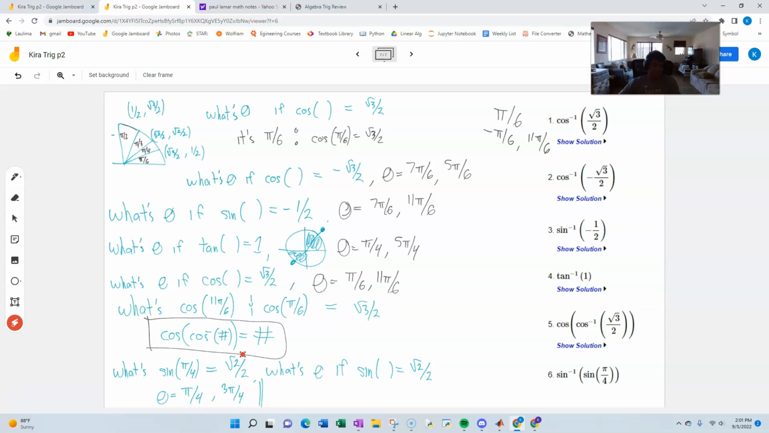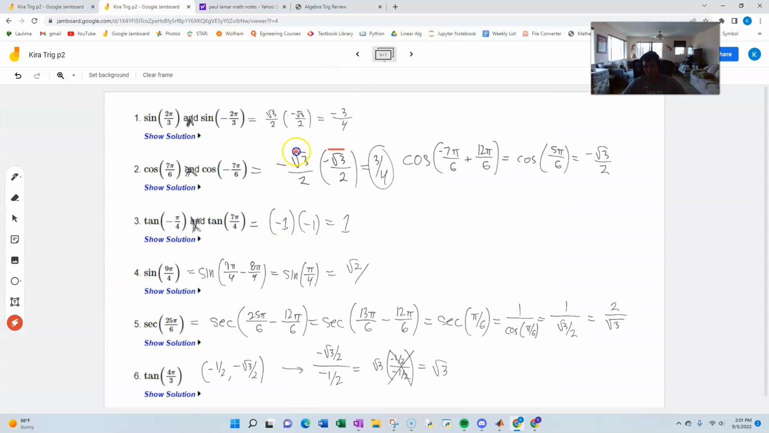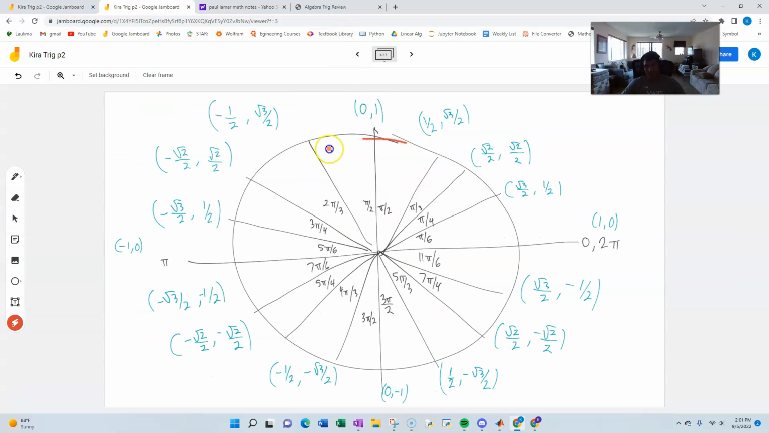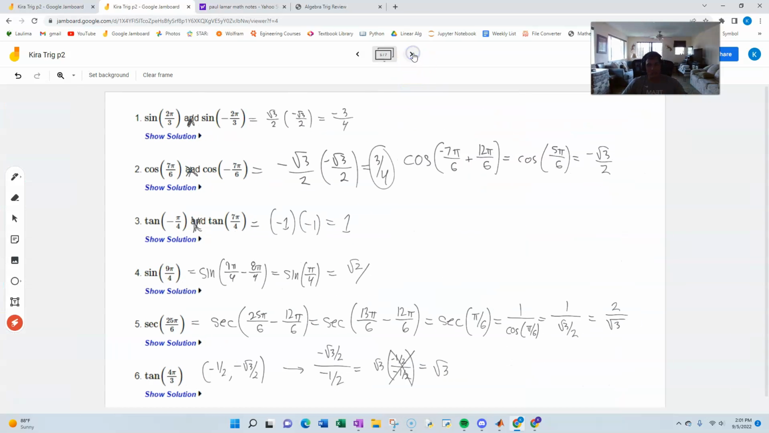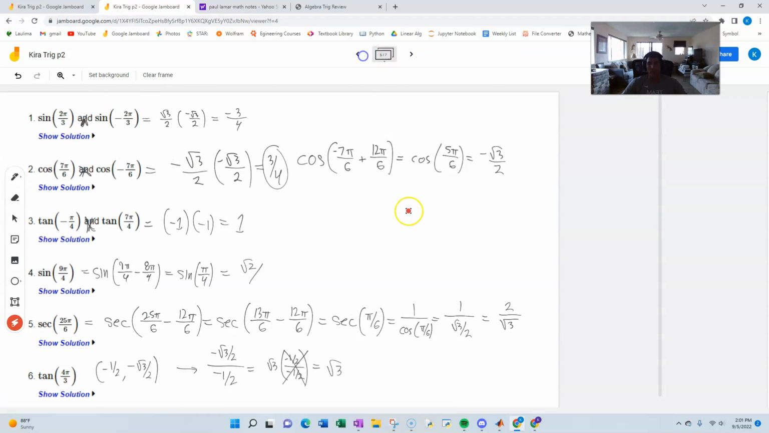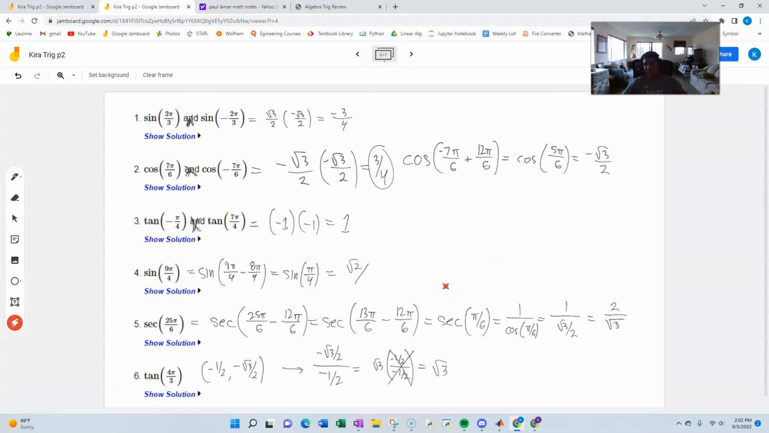But the best way you can get good at this stuff is you draw this guy over and over and over again. Eventually every single part of the unit circle will be ingrained into your head, and you'll know these by heart. You'll know them within seconds. I don't know why there's a 2 missing here. You know there's a 2.